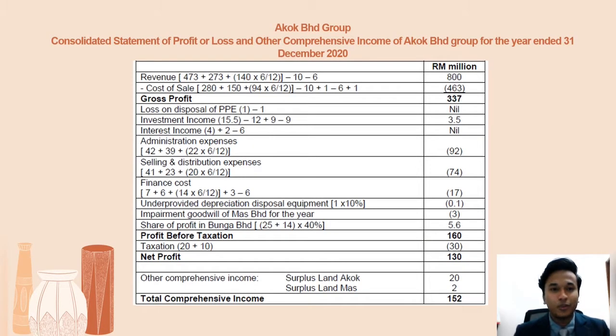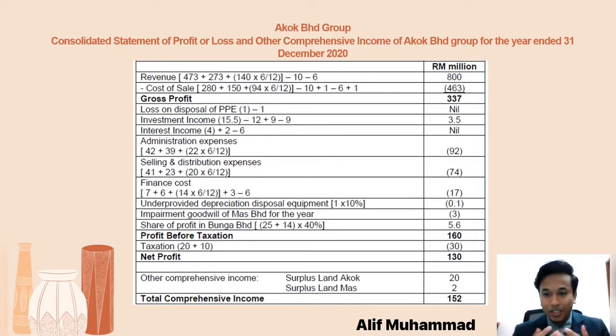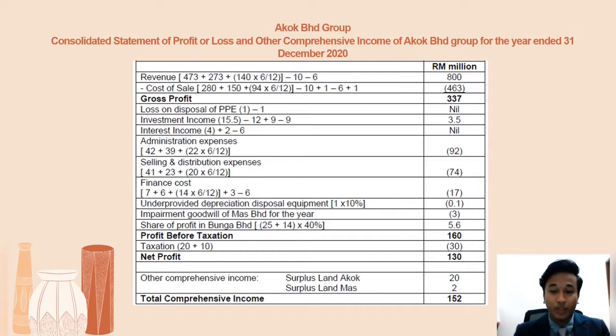Hi, I will present to you the consolidated statement of profit or loss and other comprehensive income of AFIQAH Berhad Groups for the year ended 31st December 2020. The first thing we need to do whenever we handle this type of question is add up all the items of each company and eliminate any intra-transactions. For this question, we have three companies, that is AFIQAH, MAS and Tanjung. But for Tanjung, we need to apportion it for half a year as it was acquired during the year.